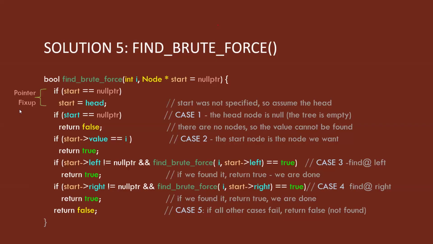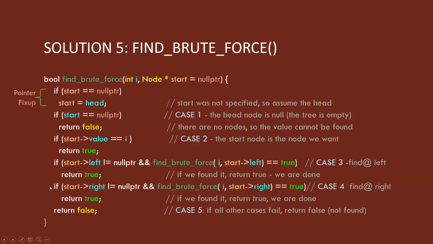So we're either starting at the head or we're in the middle of some recursive call where start has already been given to us. And if the thing that was given to us is null, that means we fell off the end of the tree and we didn't find it. So return false. Okay. If the thing we're looking for is equivalent to where we are, then we can return true.